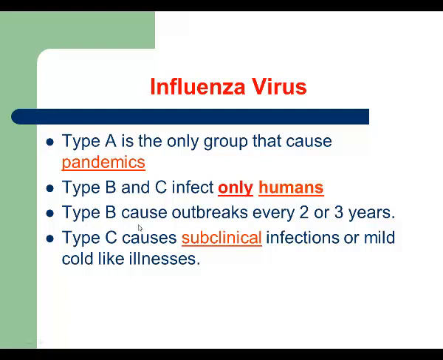Type B usually causes outbreaks every 2 or 3 years. And because type A has a wide host range, it is actually able to cause what we call pandemics. Guys, a pandemic means worldwide epidemic.